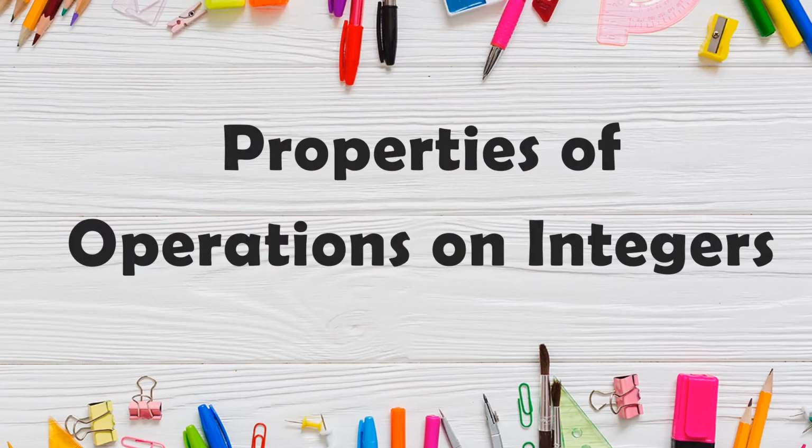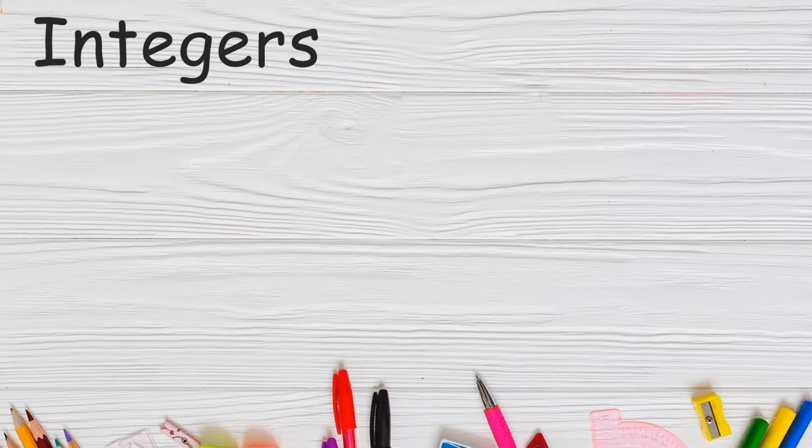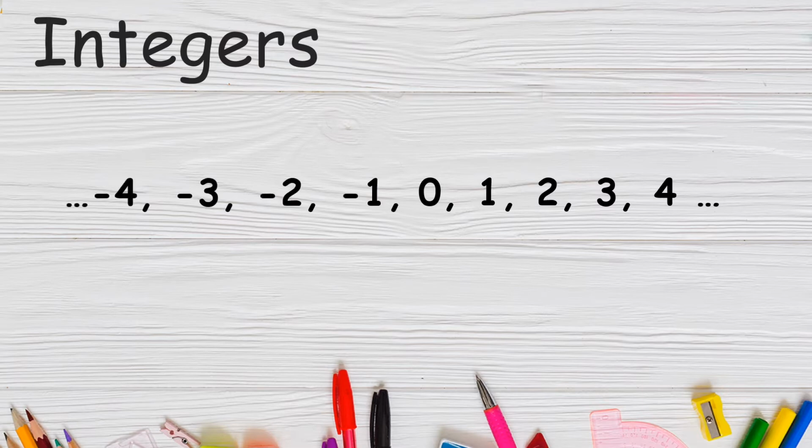Properties of operations on integers. Integers, along with whole numbers 0, 1, 2, 3, and 4, and so on, the set of integers also includes negative numbers like -1, -2, -3, -4, and so on. Take note, an integer is a number with no fractional part or no decimals.